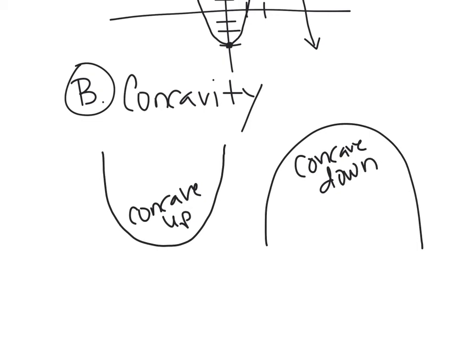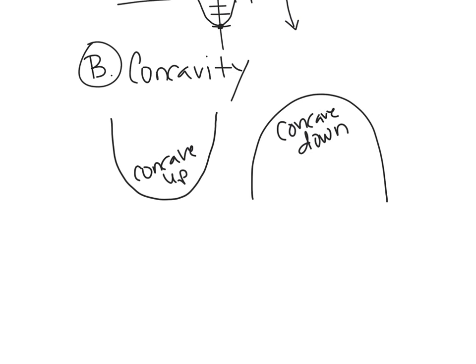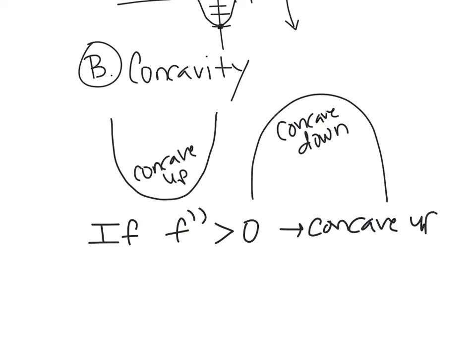Okay, so how do we check for concavity? Well, you do that by finding the second derivative. If f double prime is positive, then your graph will be concave up. And if f double prime is negative, less than 0, then of course it's concave down.